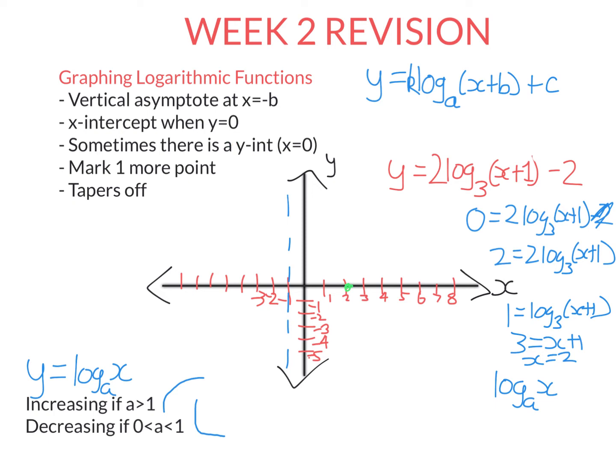So what about the y-intercept? Well, this one will have a y-intercept because this plus 1 here has shifted the graph left. To find the y-intercept is pretty easy. You just let x equal 0 and put this in your calculator. So log base 3 of 1 is 0. So the y-intercept is just 0 minus 2, which is negative 2.